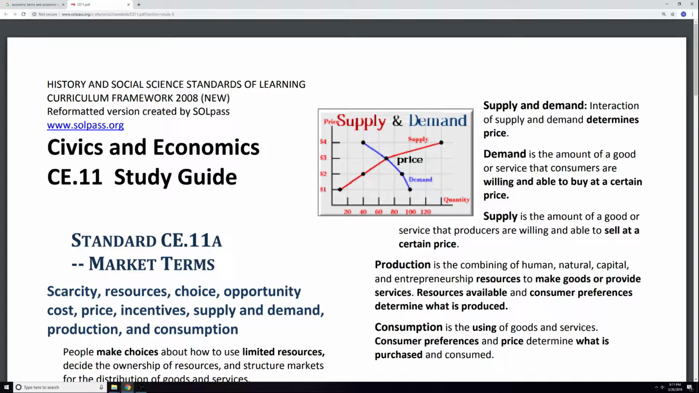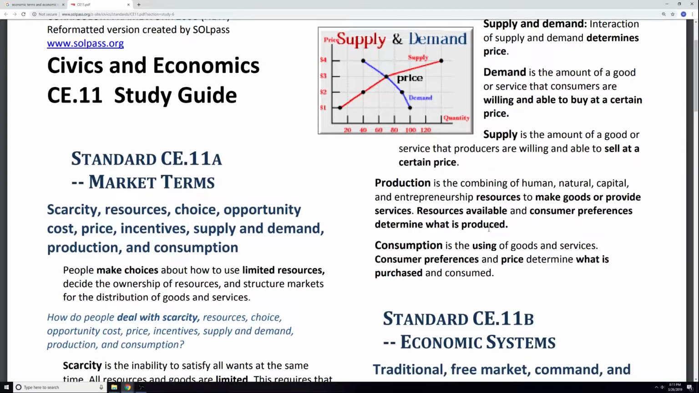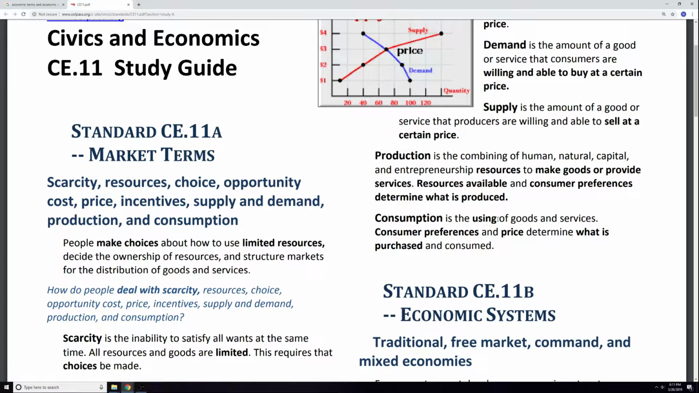There's production, again, combining of resources to make stuff or produce things. Consumption, you're looking for this keyword, to use. Okay, so using of goods and services. You consume that steak is the same thing as saying you consume your shampoo. Like because you took a shower. It doesn't mean you ate it, but you used the shampoo.